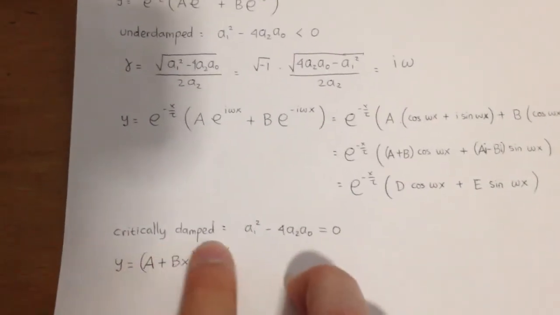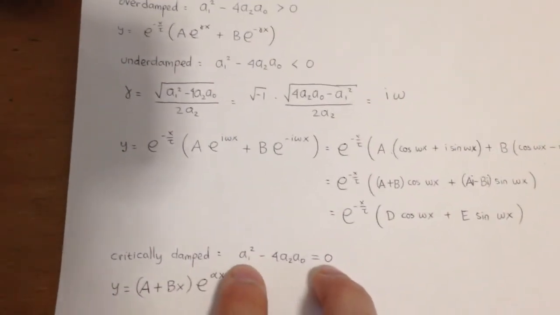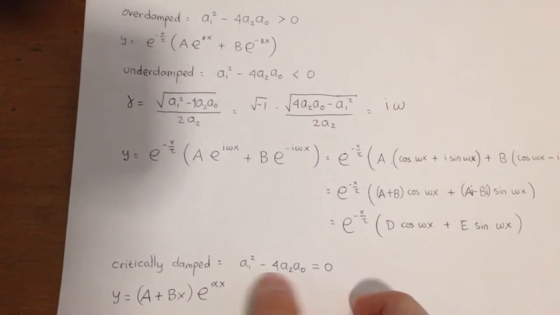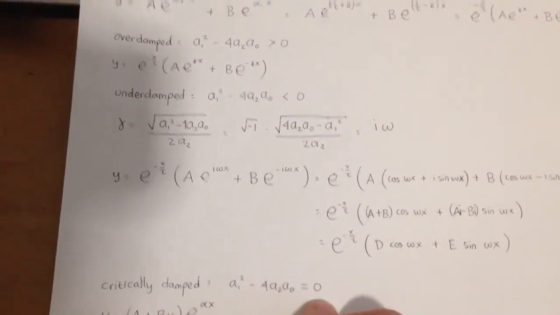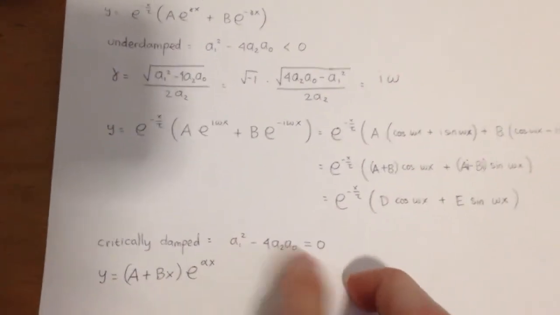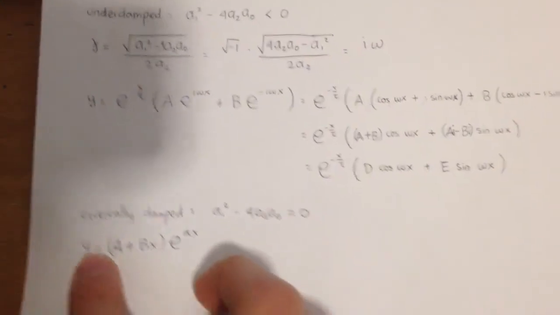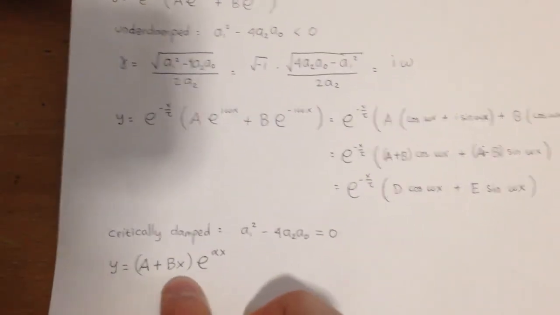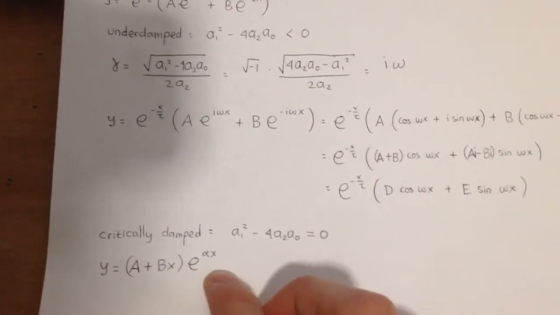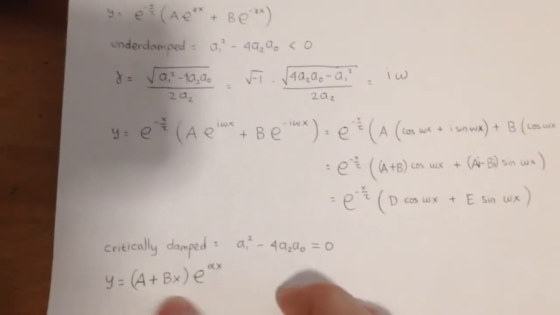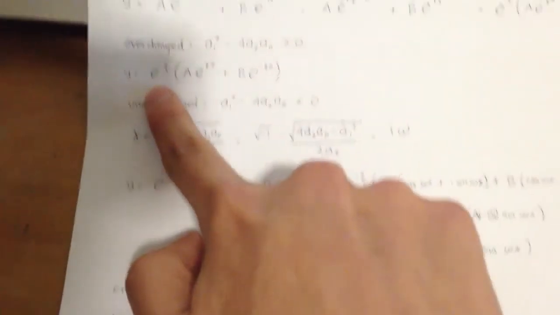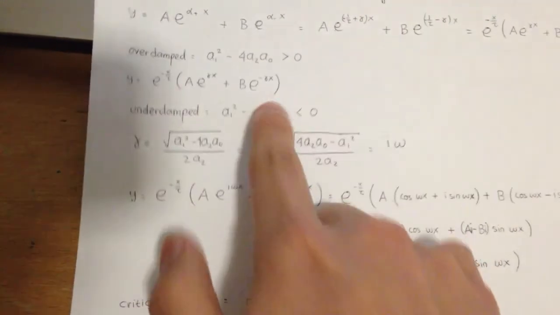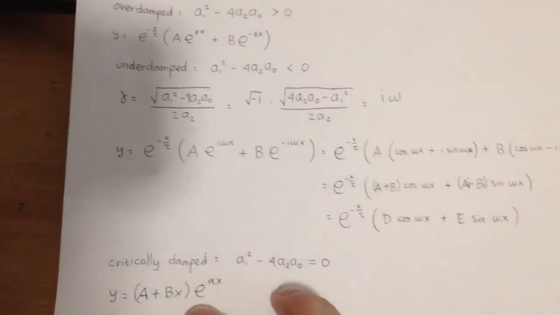For critically damped, it's a bit different. So this is when this term is 0, so the alpha is only one number. And you have to use a new equation, that is a plus bx e to the power of alpha x. This is different with the general equation, so just memorize this.